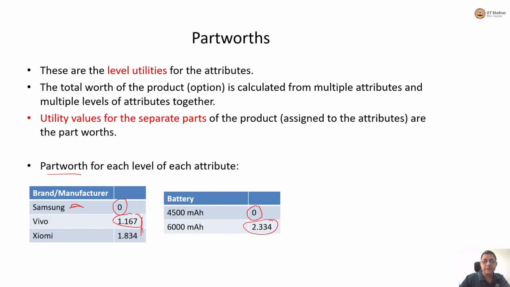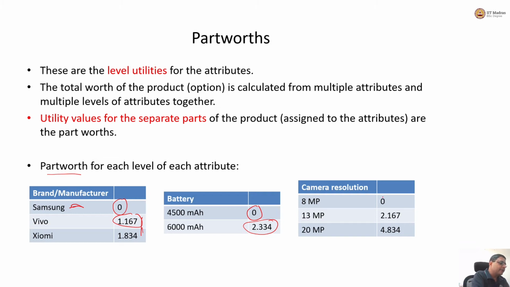The last attribute was the front camera resolution. 8 MP was our base level, and 13 MP gives an increment of 2.167 from the base level. 20 MP gives me an increment of 4.83 utility over the base level. Right. So that is how the total worth of the product is going to increase. The total worth of the product is going to increase 4.83 units if you move from 8 MP camera to 20 MP camera. The total worth is going to move up by 1.834 units if you move from Samsung to Xiaomi. So that's the part worth of each level of each attribute.